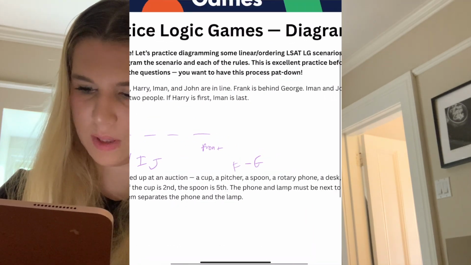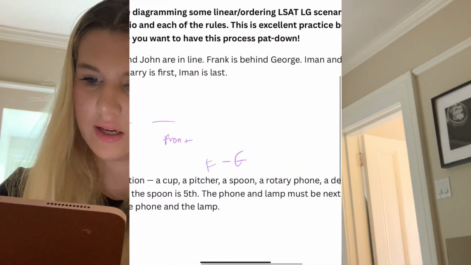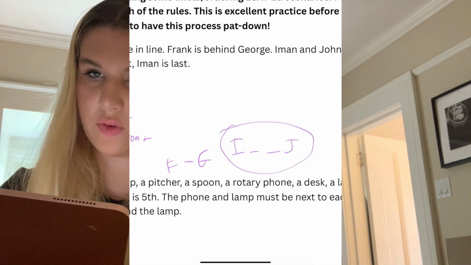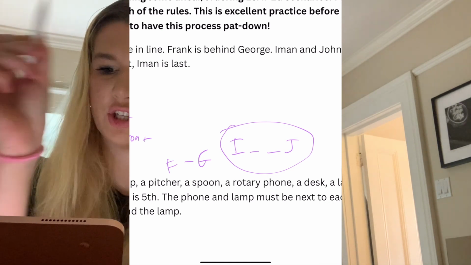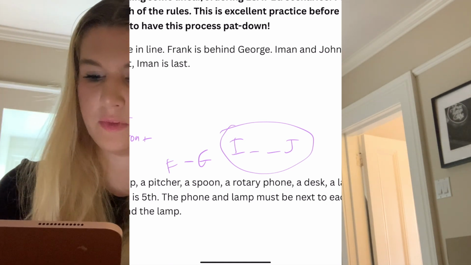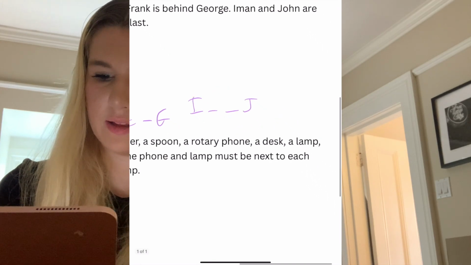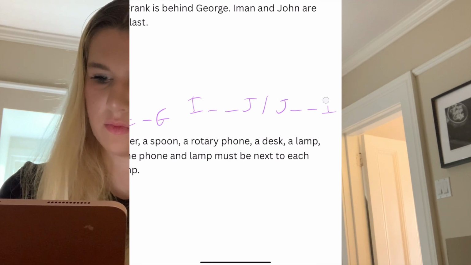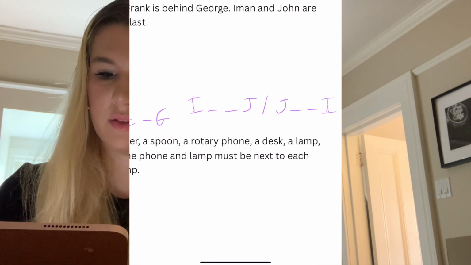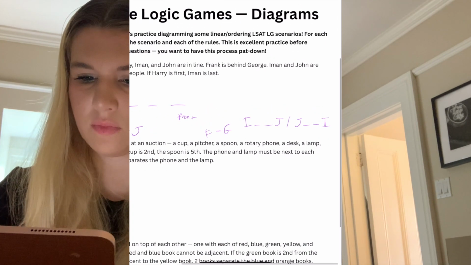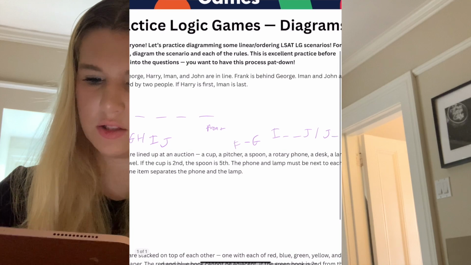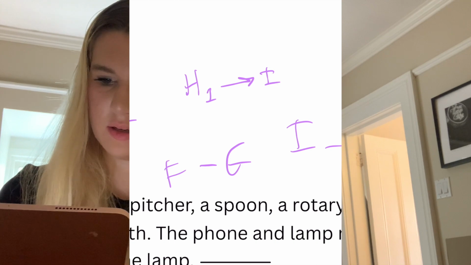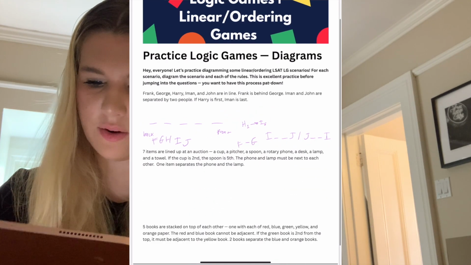Iman and John are separated by 2 people. So one way you can write this is by doing Iman and John like this and then doing a circle to show that, I talked about this in a previous video, to show that it can change. J can be before I, or I can be before J. But the way I like to do this is actually writing it like this. Just writing both possible options, just so you don't accidentally forget that J can go before I, for example. If Harry is first, Iman is last. So let's do, if Harry is first, Iman is last, which is 5th. So that's how I would diagram this one.